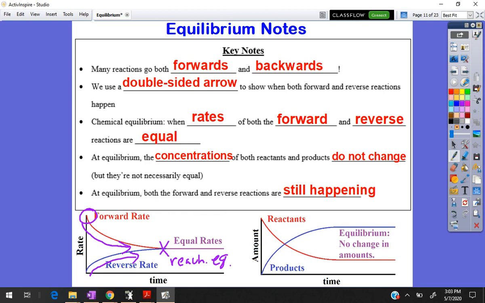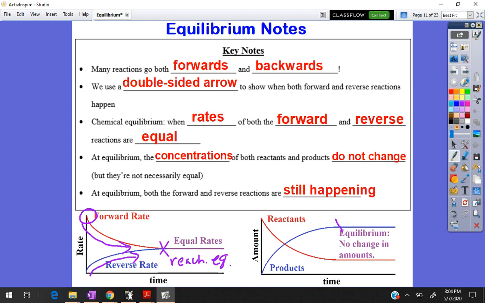Now notice that is just the rates. At equilibrium, the concentrations of both reactants and products do not change. It appears that the reaction has stopped, but in reality, the reaction is still going. But that does not mean the concentrations are equal at equilibrium. In the graph on the right, we have the concentration of our reactants and products over time. We start off with very few products because we started with only reactants. As reactants react to form products, reactants decrease in concentration and products increase in concentration.